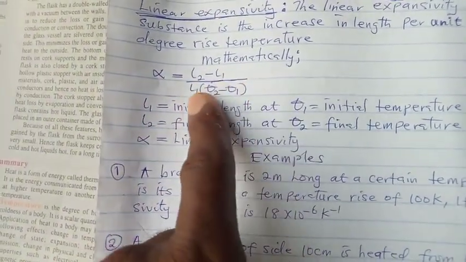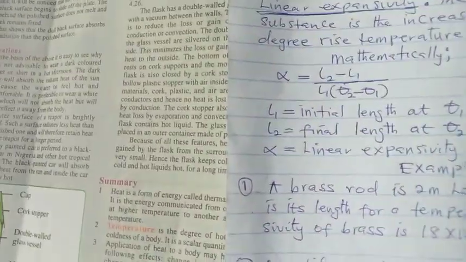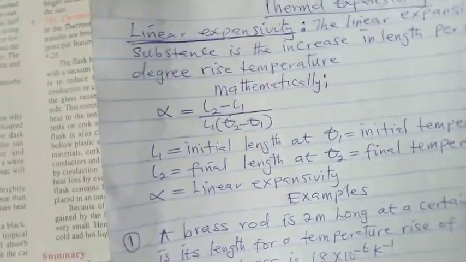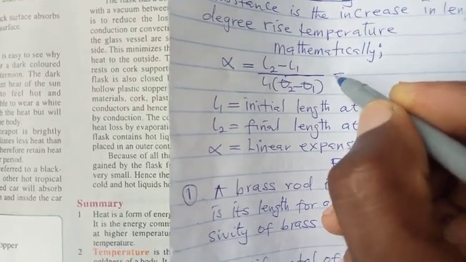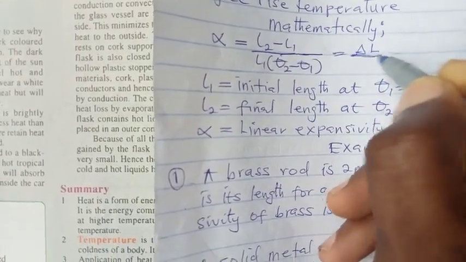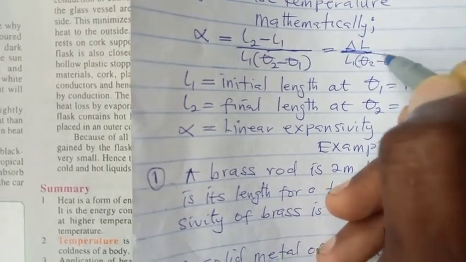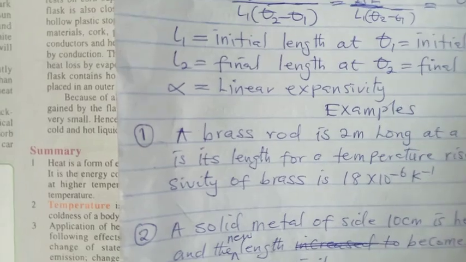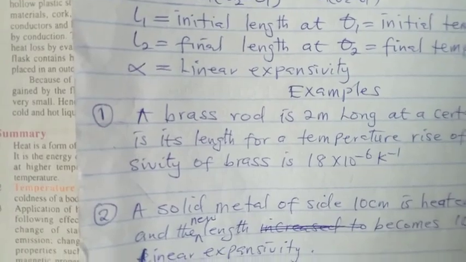You can use this formula to solve any of these problems. You can also use this formula to find the change in length. You can also define this linear expansivity in another way. The linear expansivity can also be the change in length all over the original length, multiplied by theta 2 minus theta 1. So you can also write it like this: theta 2 minus theta 1 is equal to the change in temperature, as change in length all over L1 times change in temperature.